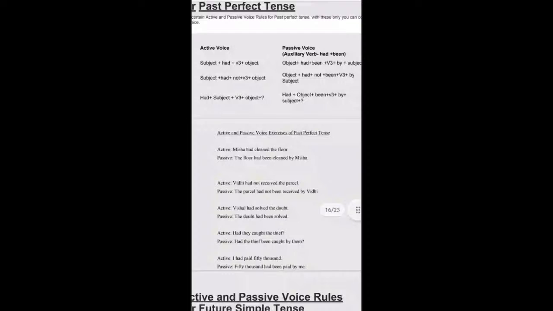The floor had been cleaned by Misha. Since it is already in the past tense, had is already there. So had been cleaned by Misha. Right? Take this question sentence there. Past perfect question sentence. Had they caught the thief? Had the thief been caught by them? Been, B-E-E-N. Perfective means been. Perfective means B-E-E-N. Has, have, had, whatever it is, with that B-E-E-N. Never forget. Had the thief been caught by them?